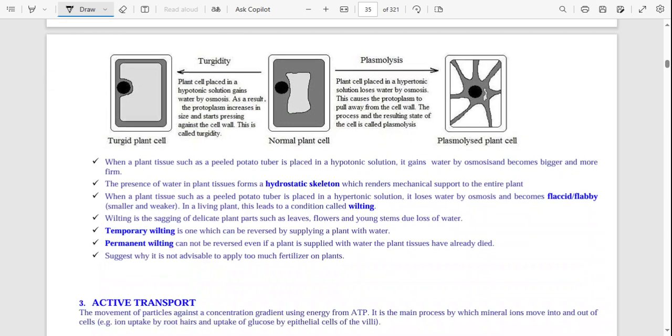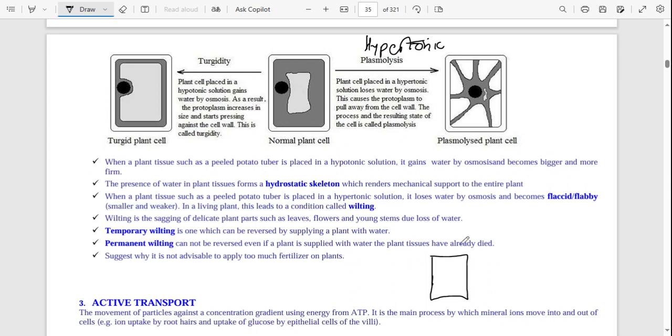Now, the same way is going to also happen for animal cells. When you place an animal cell in a hypertonic solution, remember the meaning of hypertonic solution is that the solution has got a lot of ions than there is water. Okay, that is hypertonic. So what will be the effect?